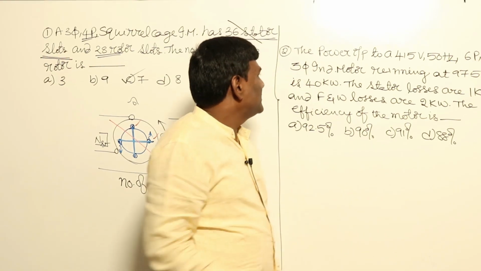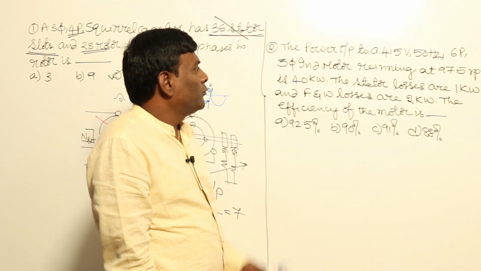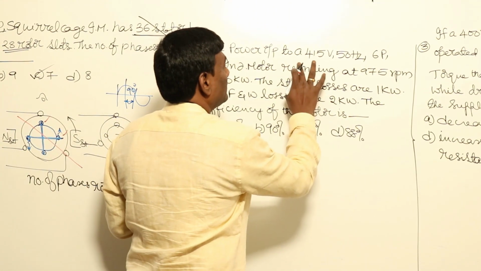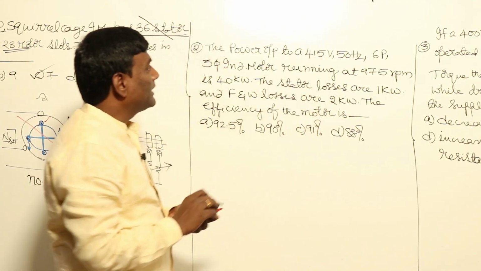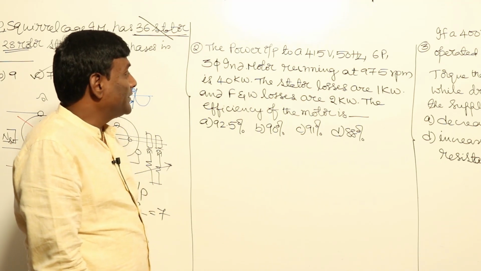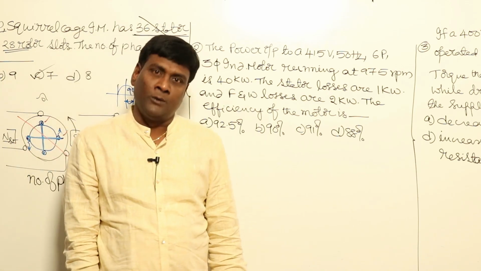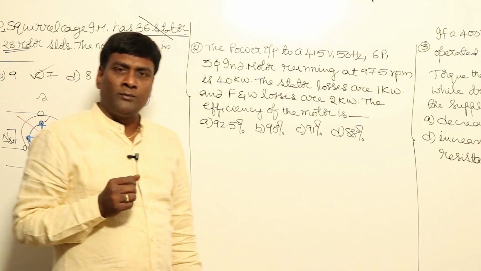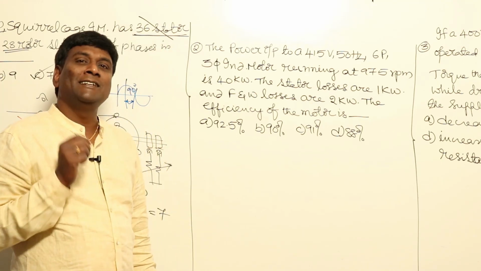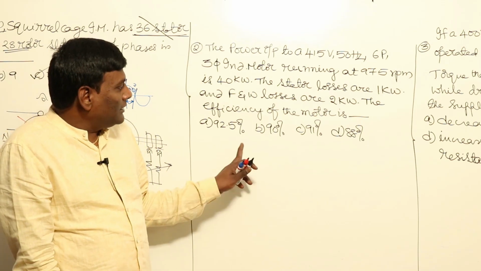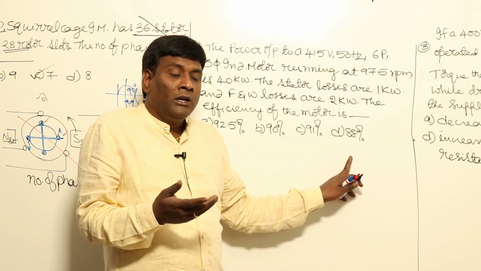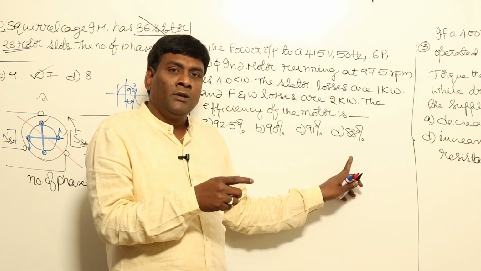Now, let us see the second question. The power input to a 415 volts, 50 Hz, 6 pole, 3 phase induction motor running at 975 rpm is 40 kilowatt. The stator losses and the friction and windage losses are given. The efficiency of the motor is? Previously in our power flow, we have seen the exact power flow and the approximate power flow like the Steinmetz model. In this question, are we supposed to follow the ideal one or the approximate one?